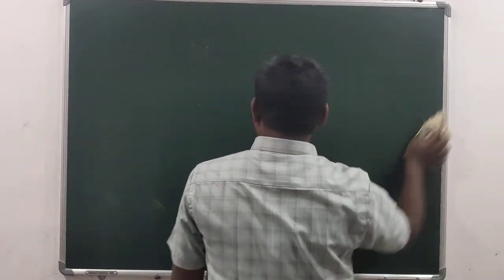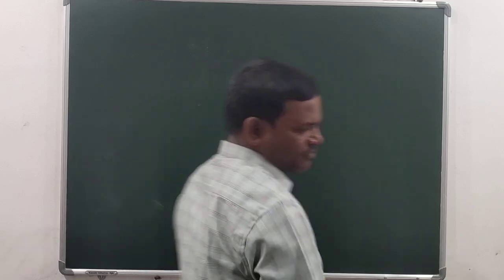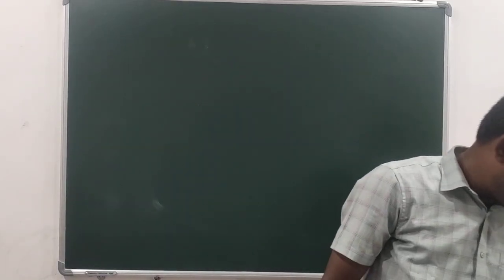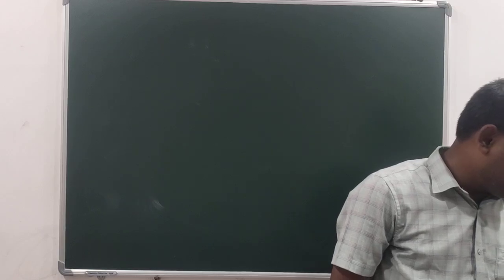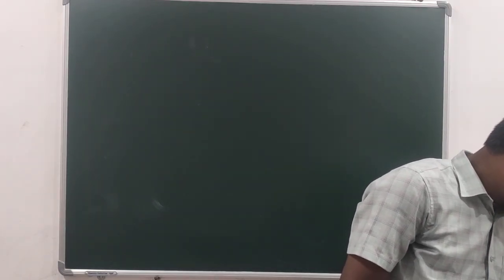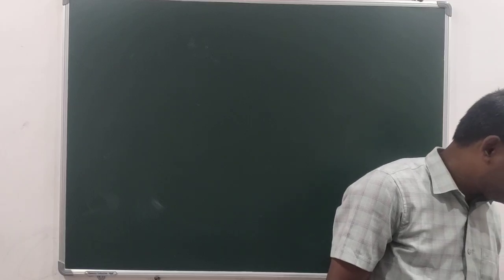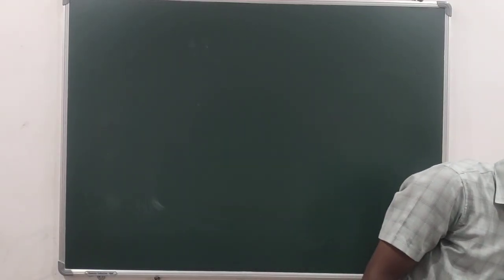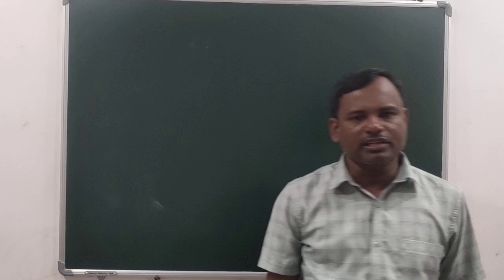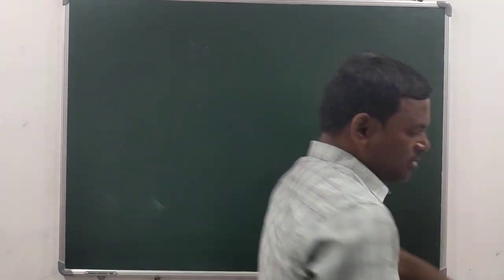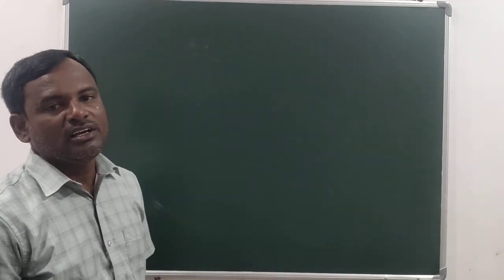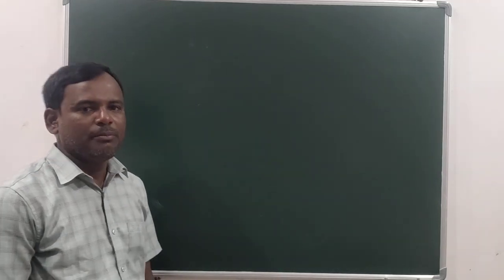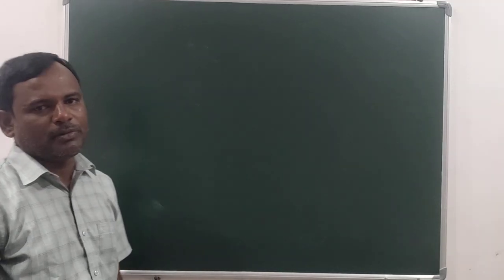Right. Next, suppose 4 points are given. Sometimes 4 points will be given to you, and they will ask you to check whether these 4 points are coplanar or not. How do you check? Tell me, students, what is meant by coplanar? The points which belong to the same plane are known as coplanar points.